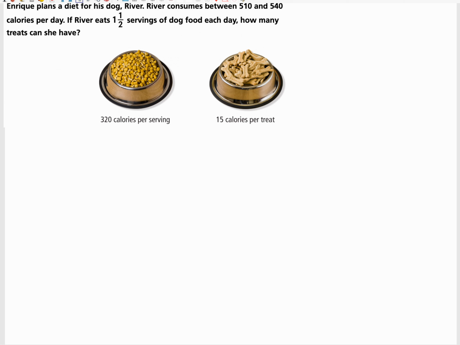actually the answer is not 4. If you'll think about it for a minute, you'll understand why I said that. So 510 is the lowest number of calories, and that's the smallest number. So it'd be less than or equal to 1.5 times 320, because he gets 1.5 servings of this, right? Plus 15 calories per treat, which we don't know, and then it's less than or equal to 540.